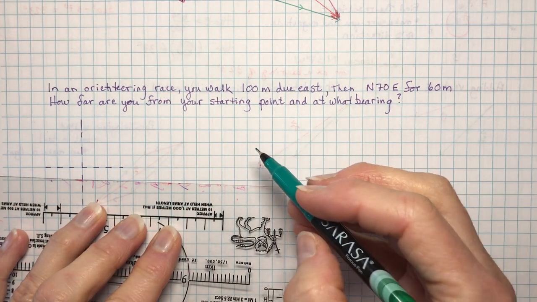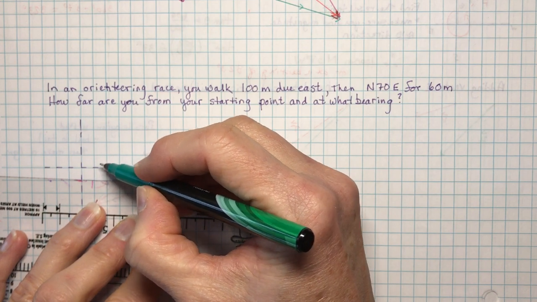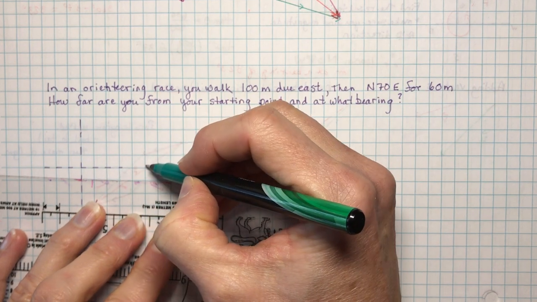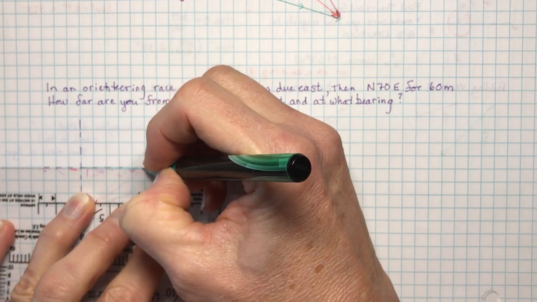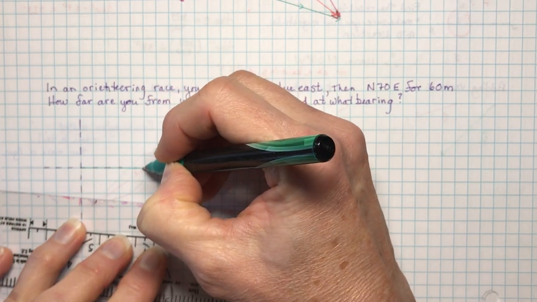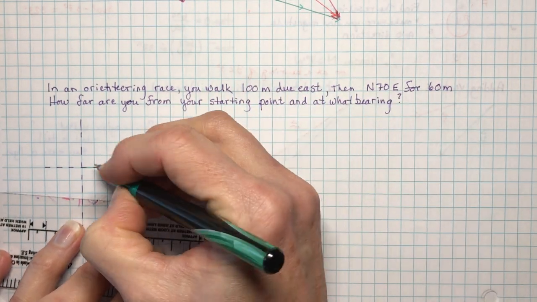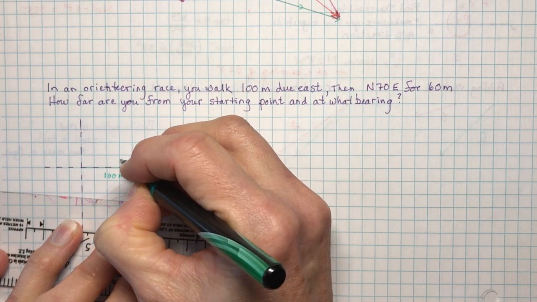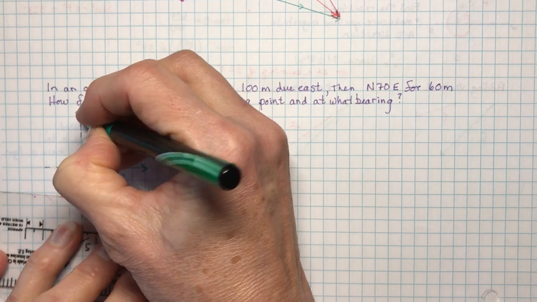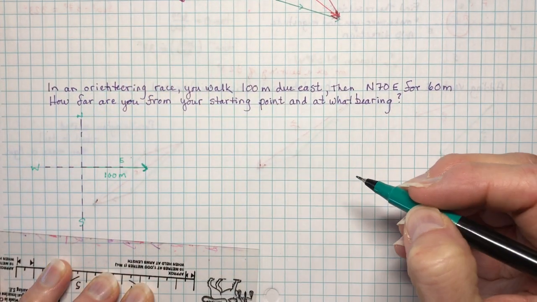Okay, so let's say, let's go 20, 40, 60, 80, 100. Okay, so we went this far. 20, 40, 60, 80, 100. Okay, there. I walked due east 100 meters. This is east, right? And this isn't a coordinate plane. This is just a compass.